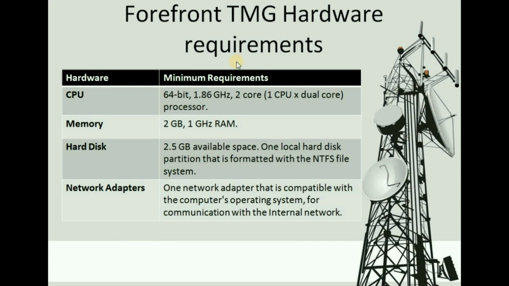Before we start the installation, we have to look at the system requirements for Forefront TMG. Here are some minimum hardware requirements to install Forefront TMG. You should have a 64-bit processor, 1.86 GHz, 2 cores, with a memory of 2 GB, 2.5 GB of available hard disk space, and finally network adapters.